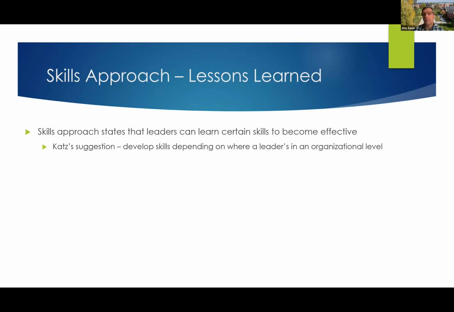From Katz's model, yes, we learned that at different levels in the organizational hierarchy, we are required to have different types of skills. And therefore, for those of you who are at a different level of the organization, try to develop those skills. As we mentioned earlier, at the lowest level, human skills and technical skills, middle level, all three types of skills, the conceptual, human, and technical. The higher levels of the organization probably have to have very good human skills or interpersonal skills, and then high conceptual skills.